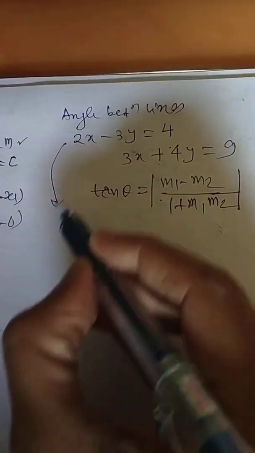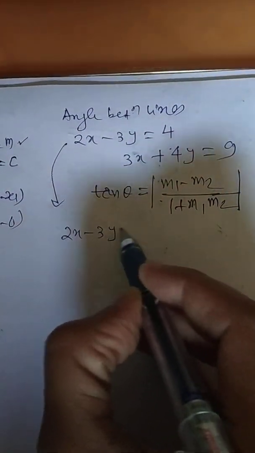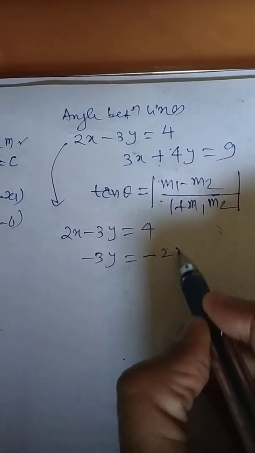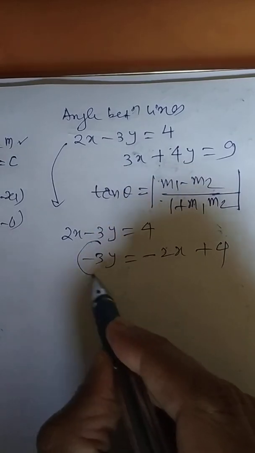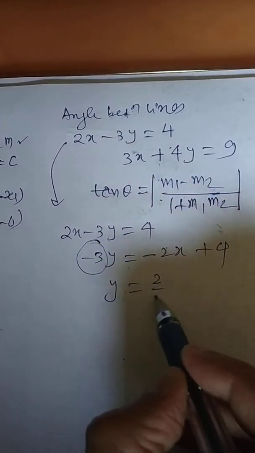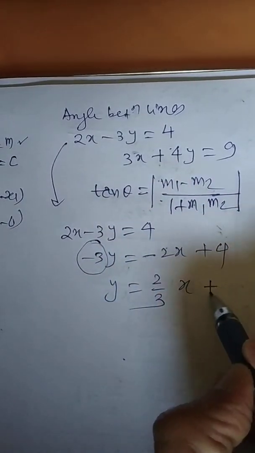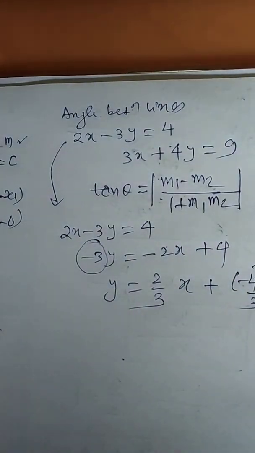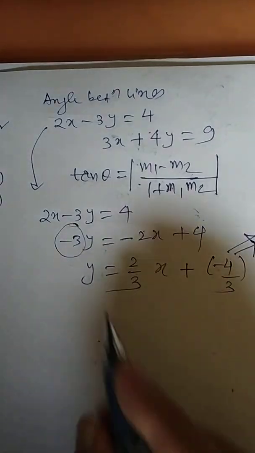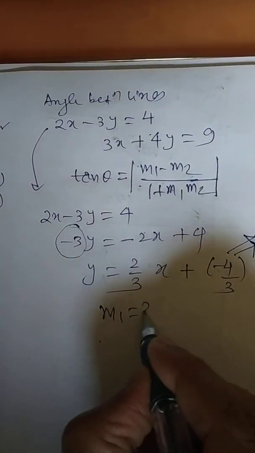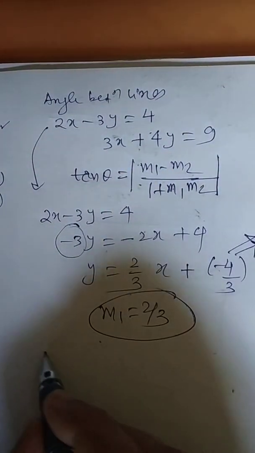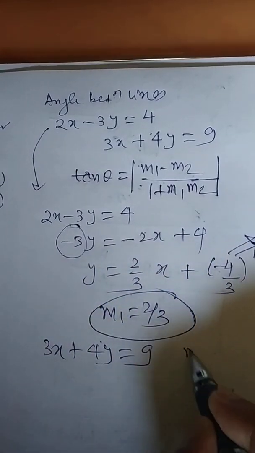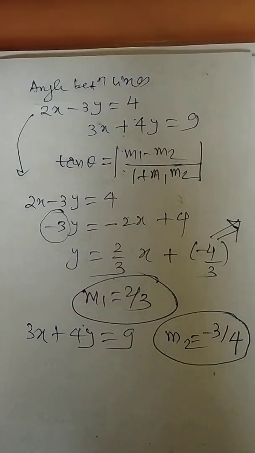Now I write 2x minus 3y is equal to 4. So minus 3y is equal to minus 2x plus 4, and dividing, y is equal to 2 by 3 x minus 4 by 3. The y-intercept is not required here, but it is nothing but the y-intercept and the slope. So m1 I am getting as 2 by 3. Similarly I am writing the second equation. Try to find the slope; I am leaving it for you. Just get the slope for this one.